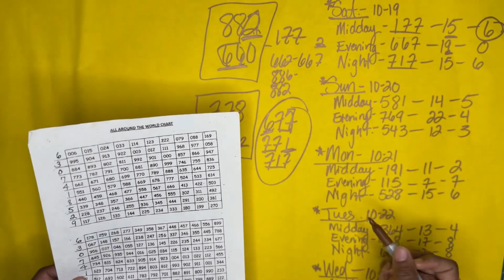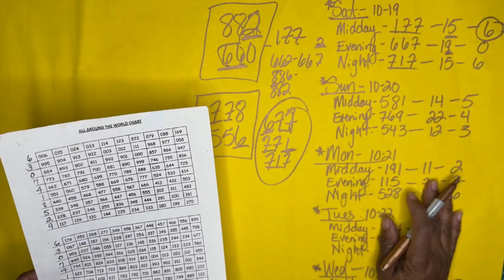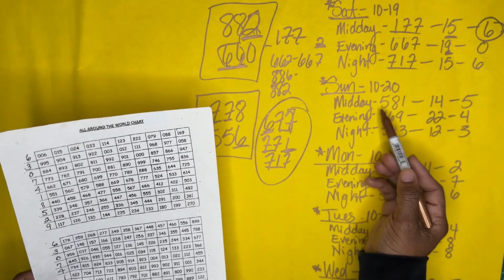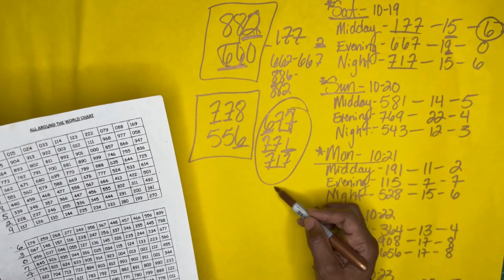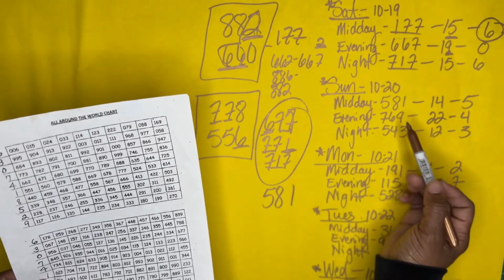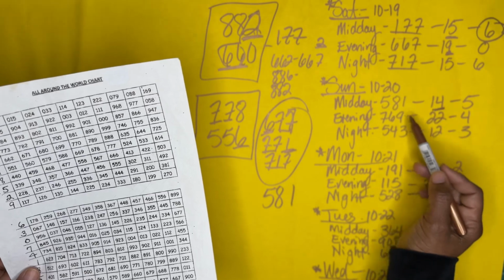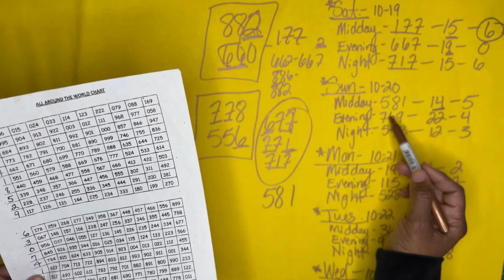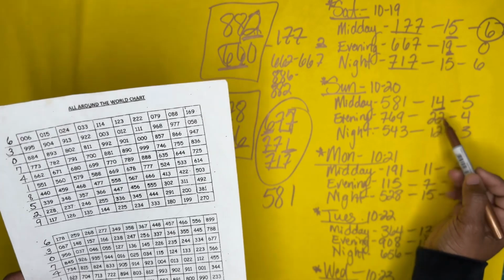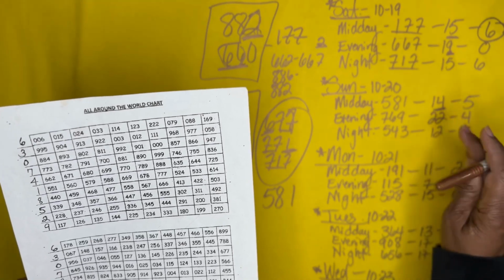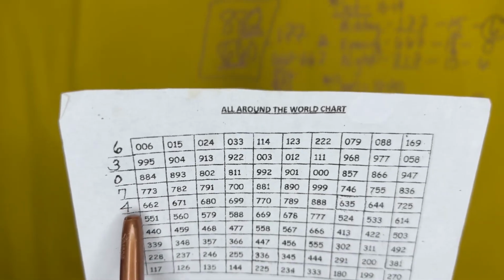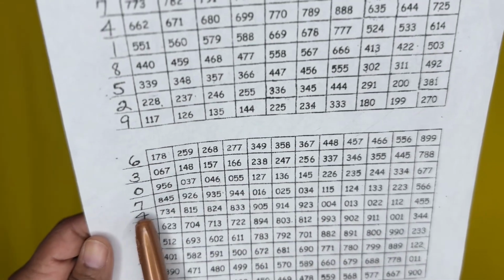But again, let's do another one. Midday, let's do the 581. 581 came midday. So we're looking for the sum: 5 plus 8 plus 1 is 14. So we write the 14, but you're not working with the front number, you're working with only the back number. So what you do is look for the 4. We find the 4 here and the 4 here.